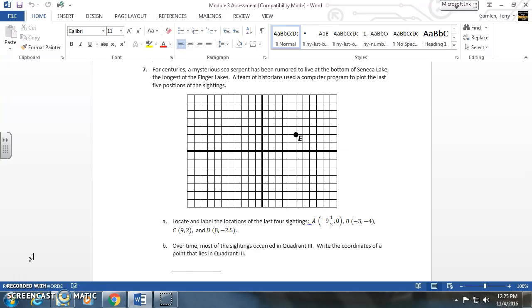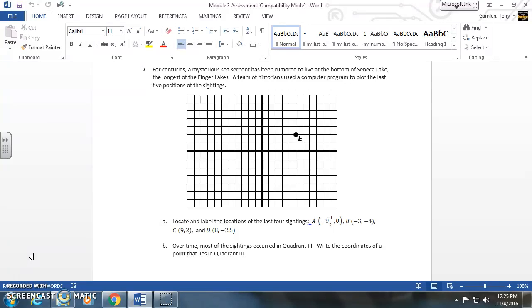Question 7. For centuries, a mysterious sea serpent has been rumored to live at the bottom of Seneca Lake, the longest of the Finger Lakes. A team of historians used a computer program to plot the last 5 positions of the sightings. Part A. Locate and label the locations of the last 4 sightings.